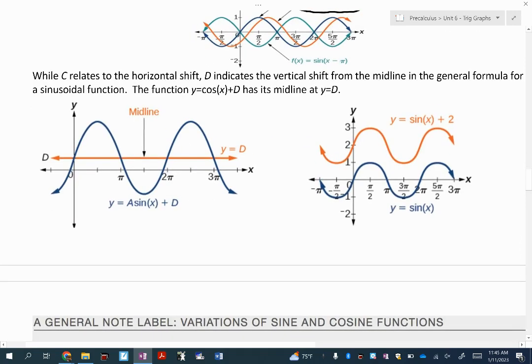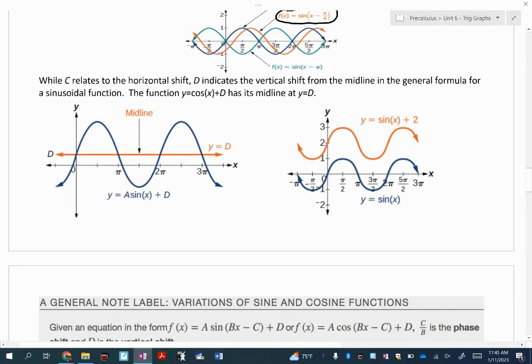Okay. Now the letter D, as I said, represents the vertical shift. And this one is hopefully as straightforward as it can get. If it's plus a number, it's going to move everything up. If it's minus a number, it'll move everything down. If you can figure out the midline, or the middle of the wave, that will tell you what letter D is every single time. So that's what I do. I do this step where I try to figure out what is the middle line of my wave, and that will give me my vertical shift.